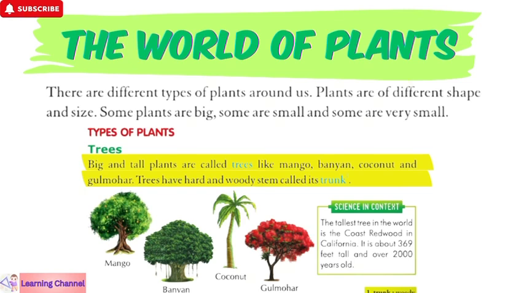The first one is trees. Big and tall plants are called trees, like mango, coconut, and gulmohar. Trees have a hard and woody stem, which is called the trunk.